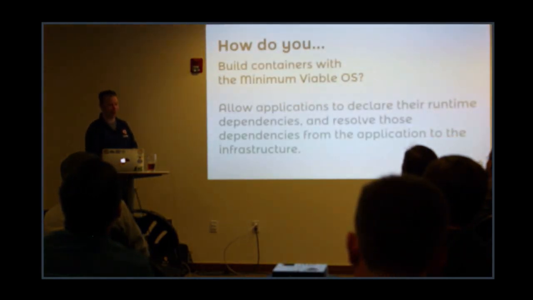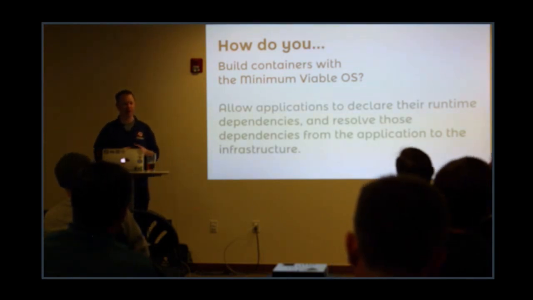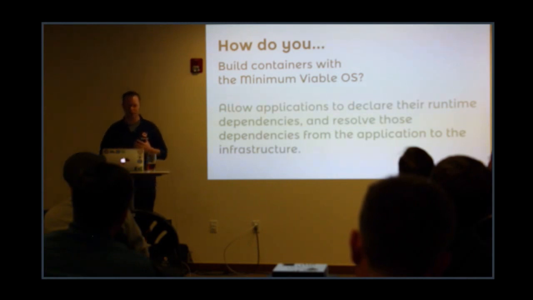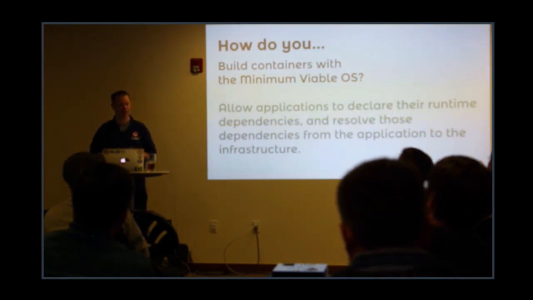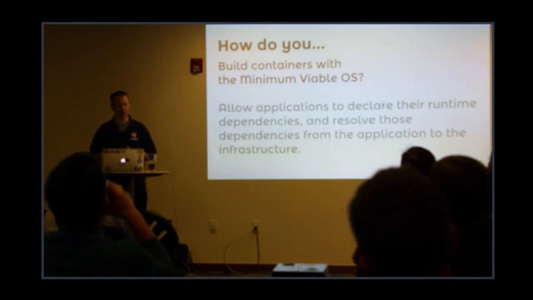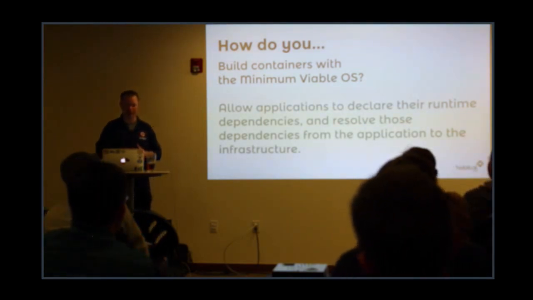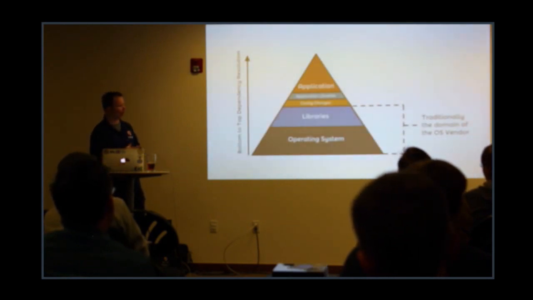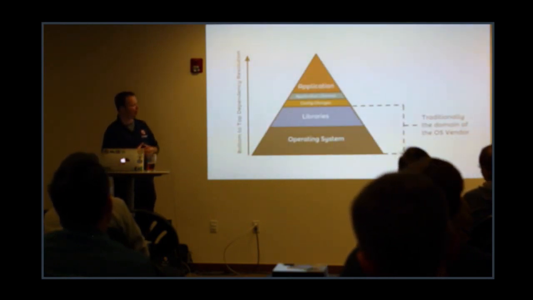All right, so we want to run containers, right? And we want our containers to have the minimum viable OS because we don't want a bunch of bloat from all the other things that come with the Linux distribution. So how do we build our containers with the minimum viable OS? Well, we allow applications to declare only the runtime dependencies, and we resolve those dependencies from the application to the infrastructure.